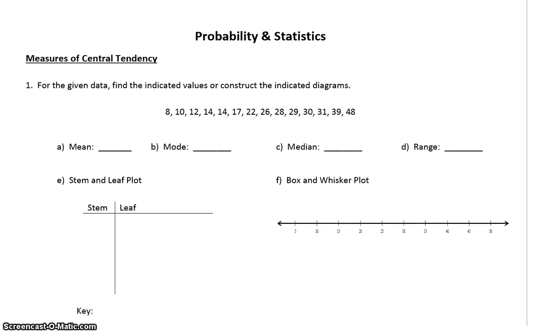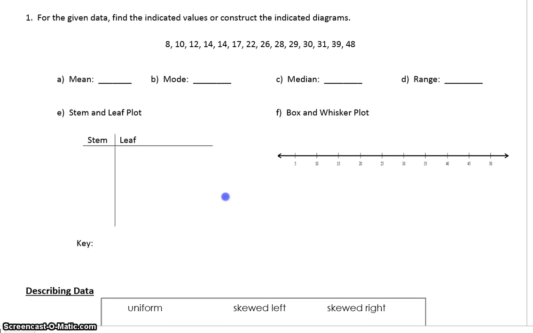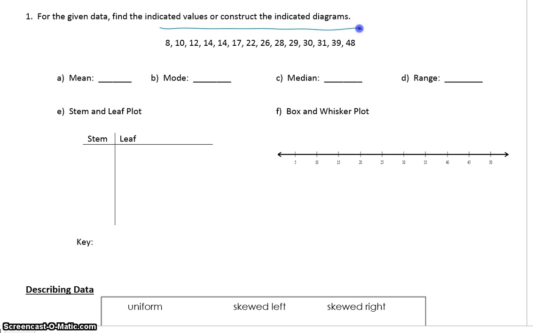So today we are looking at a video on probability and statistics, and the first thing we're going to talk about is the measure of central tendency. For the given data, it says find the indicated values or construct the indicated diagrams. So this is the data that they're talking about, and we need to find the mean, the median, the mode, and the range. So let's review what those are.